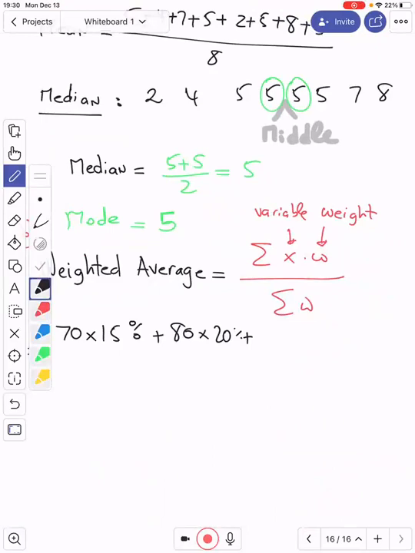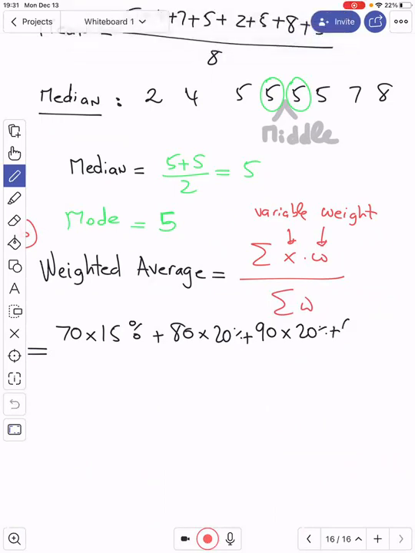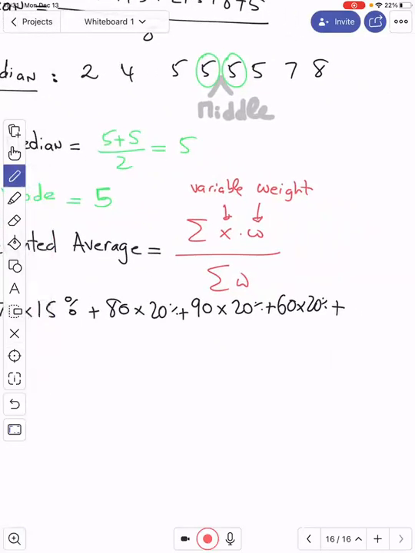So for exam number 2, he got 90 points. That's 90 times 20%, since exam 2 is worth 20%. Exam 3 is worth 20%. He got 60 points in exam 3, so that's 60 times 20%. And finally, the final. He got 82 in the final, and the final is worth 25%.